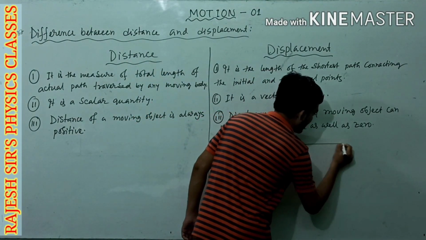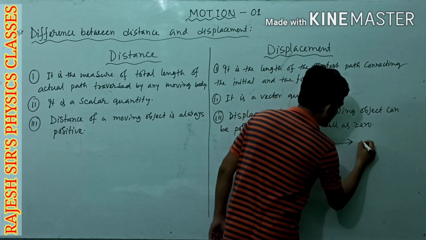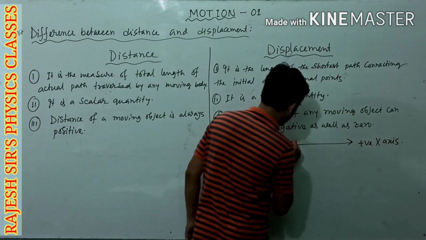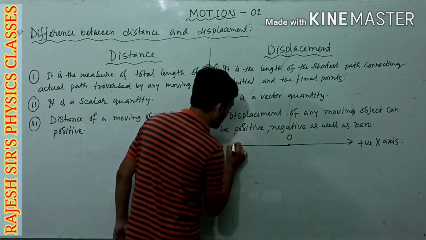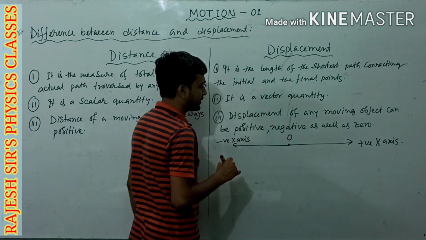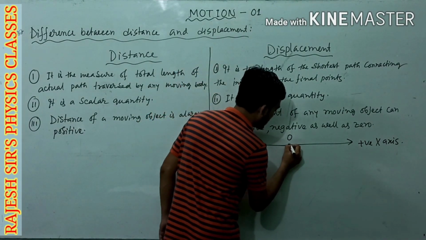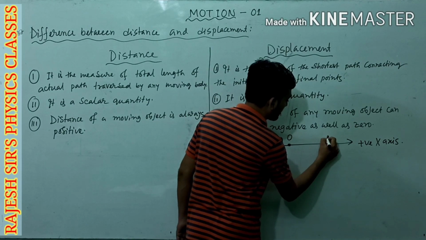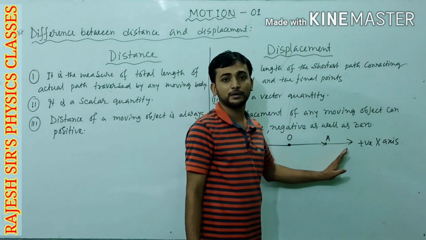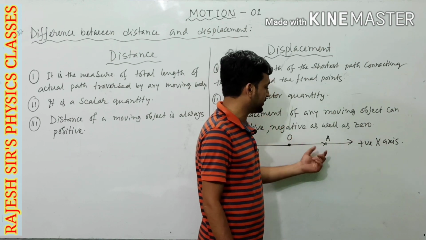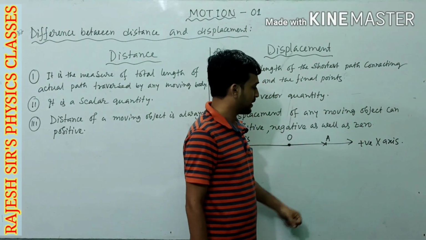Suppose this direction is considered as positive x-axis and this is the origin. This direction will be negative x-axis, isn't it? Suppose the body starts its journey from point O and it reaches the point A. So here displacement takes place towards positive x-axis. So in this case displacement will be positive.